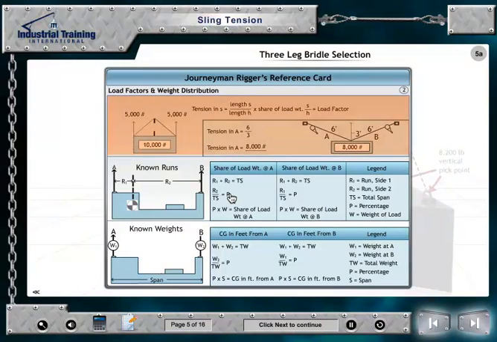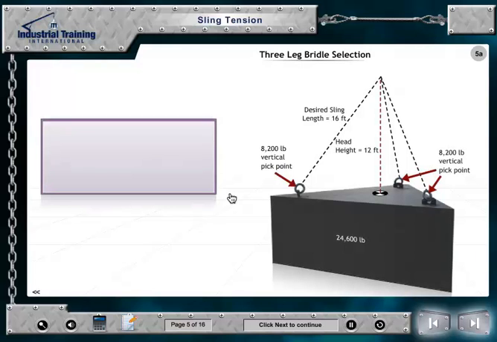To calculate the tension, divide the sling length by the height of the sling times the share of load at the pick point. In this example, the sling length is 16 feet, sling height is 12 feet, and share of load is 8,200 pounds, as given in the picture.